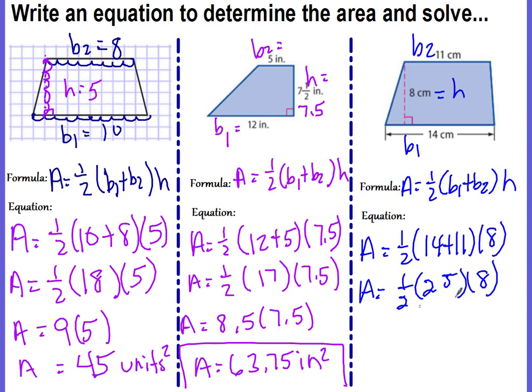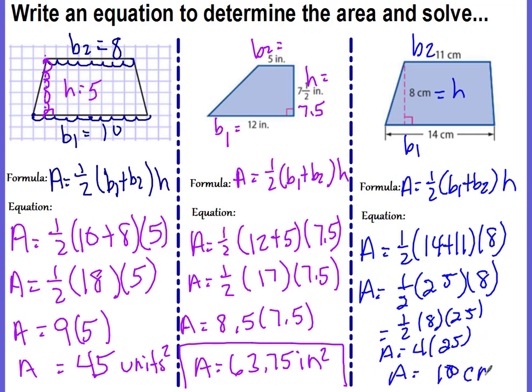So I'm going to go ahead. Remember, multiplication is commutative, so you could switch these around. And you could say this is the same thing as saying 1/2 times 8 times 25. It's the same thing, commutative property. So half of 8 is 4, and then I just multiply 4 times 25, which is 100. Don't forget your units, centimeters squared.